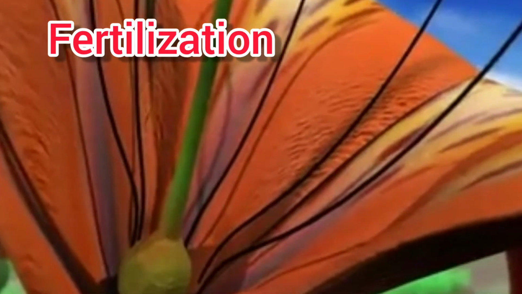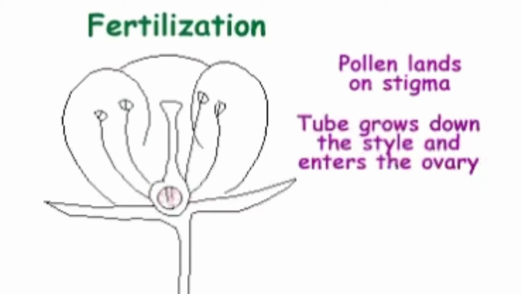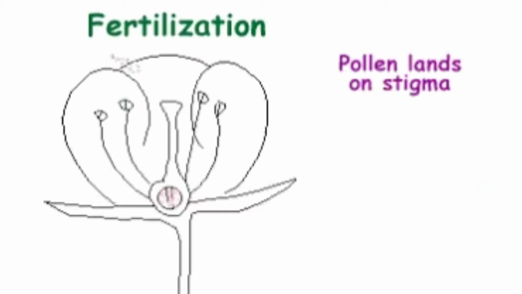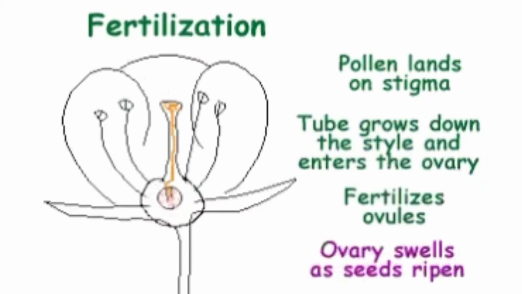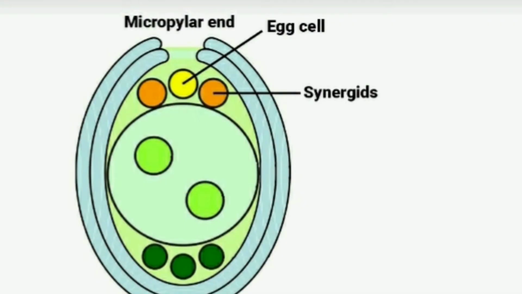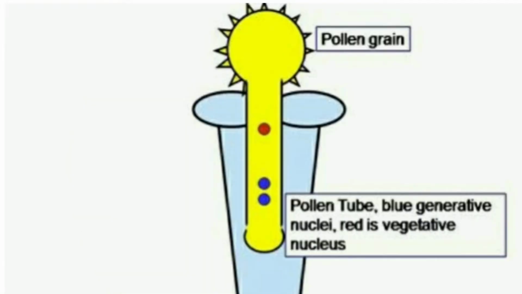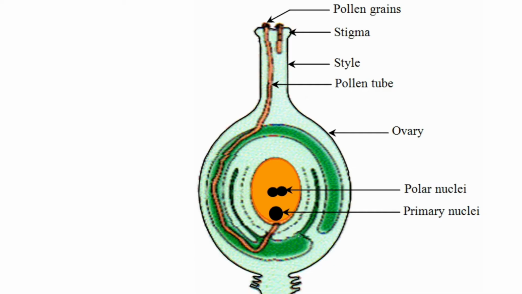The next is fertilization. The fusion of the male and the female gamete, that is the male nucleus from the pollen grain with the egg nucleus to form a zygote, is called fertilization. As a result of pollination, the pollen grain is deposited on the stigma of the carpel. It grows into the pollen tube. The pollen tube pierces the stigma and grows through the style. It enters the ovary and then enters through a small opening called the micropyle. The pollen tube contains the 2 male gametes. It releases the 2 male gametes in the embryo sac.